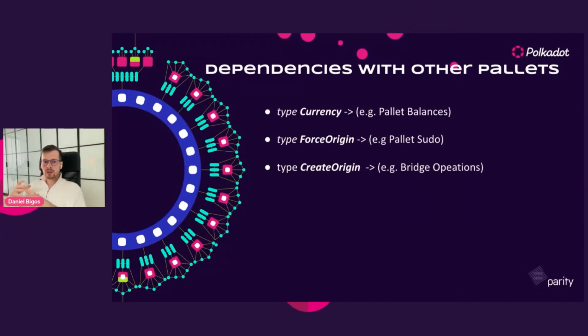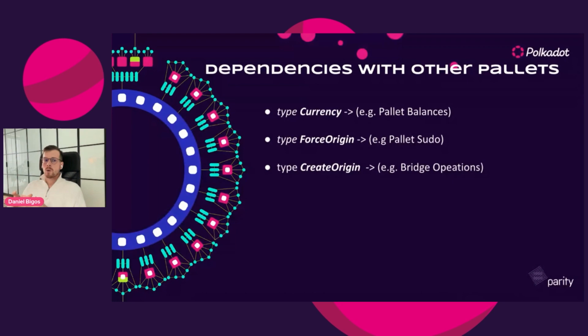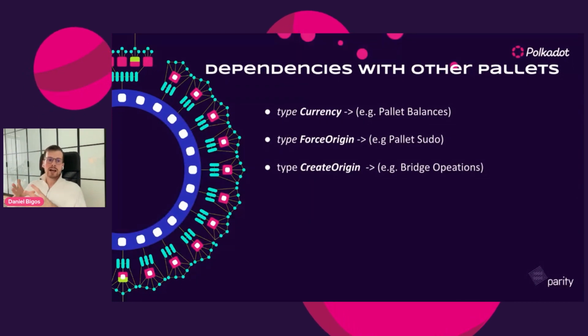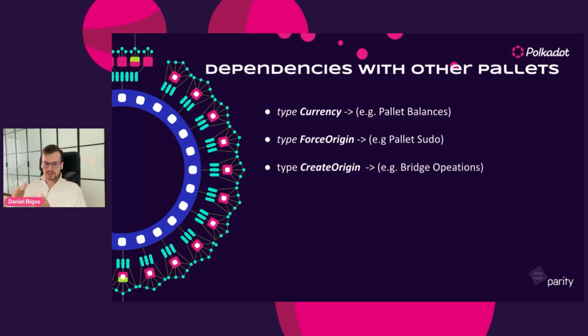We have also create origin trait, and the trait is about setting who can create a new asset. In regular asset, it's basically mainly just any account. But in bridge operation, we have a different attitude. I mean, when we talk about bridges and assets and bridge assets, there is another way of handling and creating bridge assets, but about bridges we will talk in the future in our learning session.